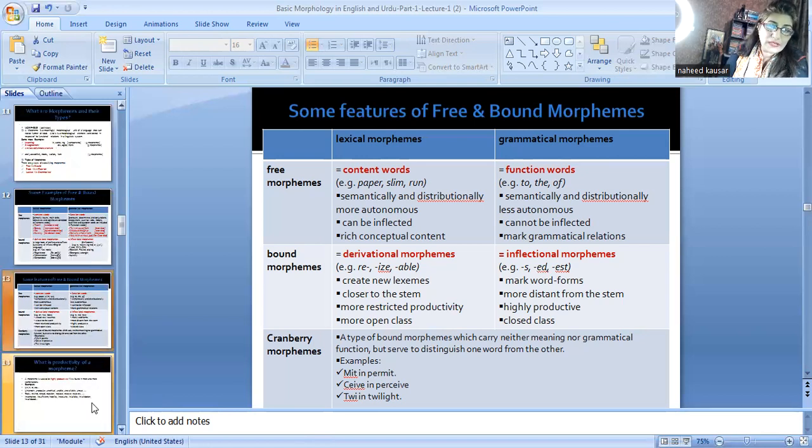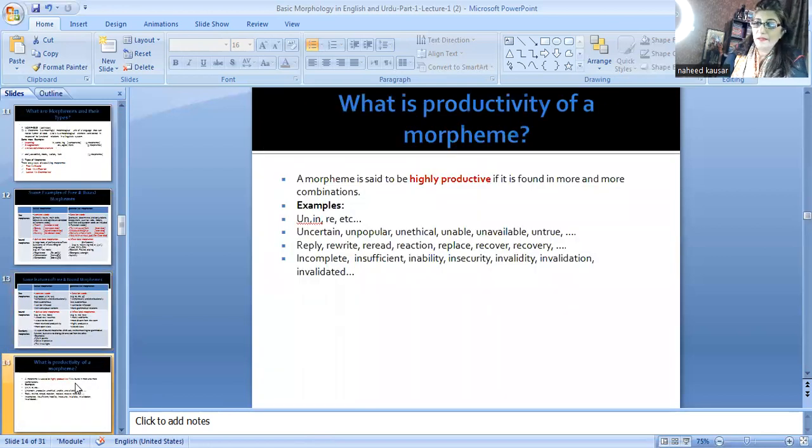So students, the last slide is for answering what is the productivity of a morpheme. It's just simple, in a few lines. A morpheme is said to be highly productive if it is found in more and more combinations. So a morpheme is considered highly productive if it is found in more and more combinations.